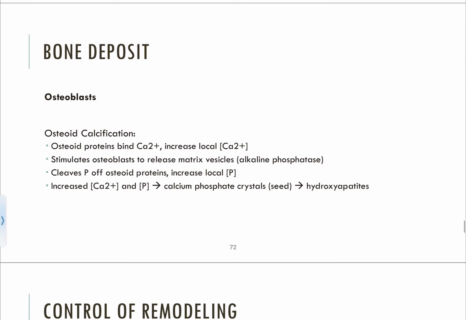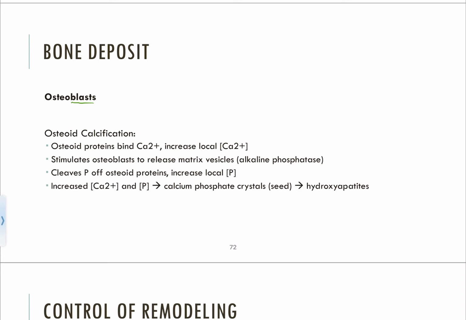Now we talk about bone deposition. We know that is going to be accomplished by our osteoblasts. A couple things to think about: the proteins in our osteoid are going to go and bind calcium. When they bind calcium, they're increasing the local concentration of calcium. And this increase in local concentration of calcium is going to stimulate the osteoblast to release vesicles that are filled with alkaline phosphatase. Alkaline phosphatase is an enzyme that's going to cleave a phosphate off of osteoid proteins to increase the local concentration of phosphate.